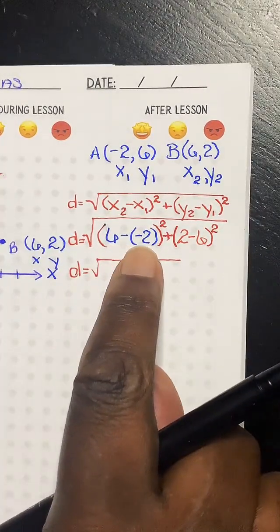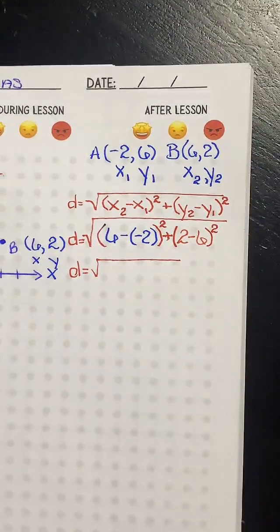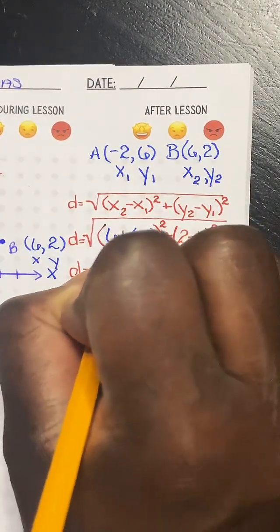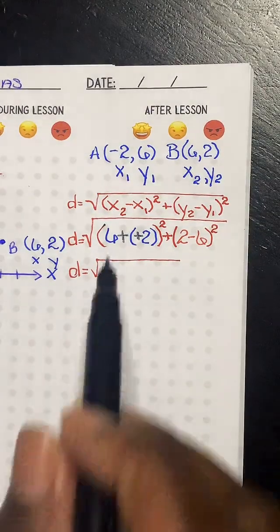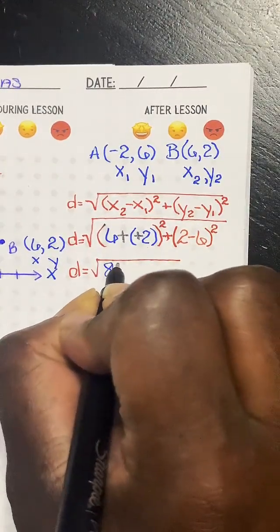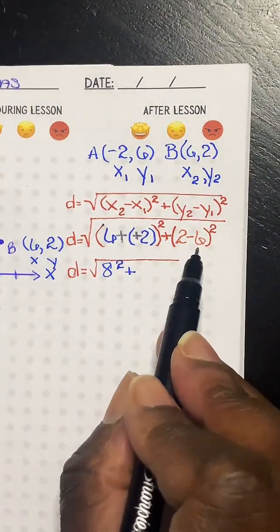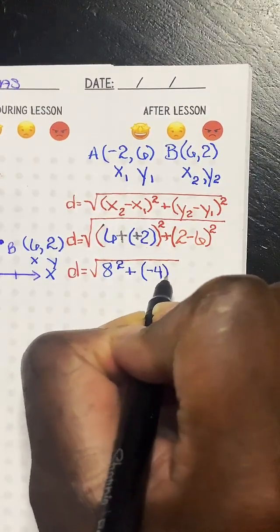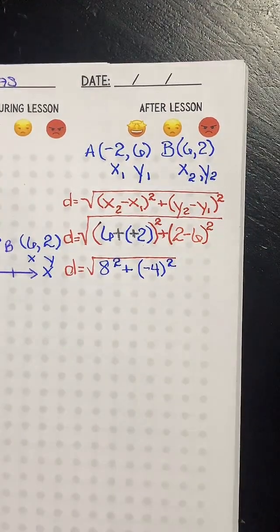So we have 6 minus a negative 2. When you minus a negative, it turns positive. Okay? When you minus a negative, it turns positive. So now we have 6 plus 2. So that gives me my 8 squared. Plus, now we have 2 minus 6. That gives me my negative 4 squared. Because 2 minus 6 gives me negative 4.